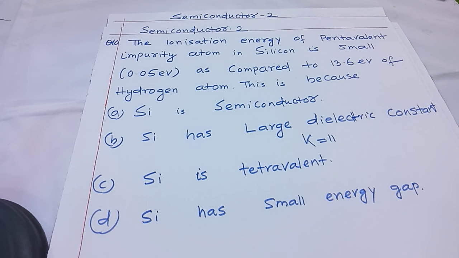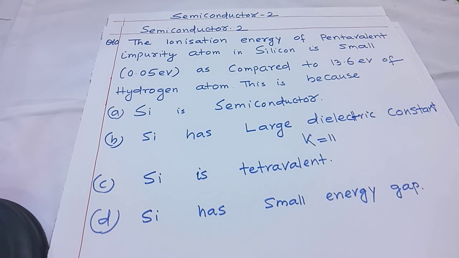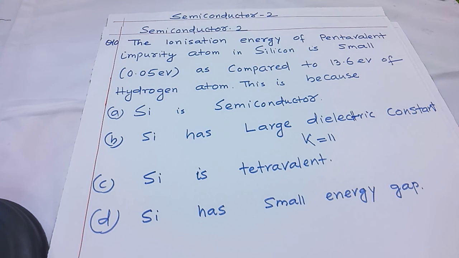Here this question is meant to explain to the students that hydrogen has an ionization energy of 13.6 electron volt. That means if you supply 13.6 electron volt to a hydrogen atom, the atom becomes an ion. But why, in the case of silicon, which is doped with pentavalent impurities and which has a very small ionization energy, that is 0.05 electron volt, what is the reason?